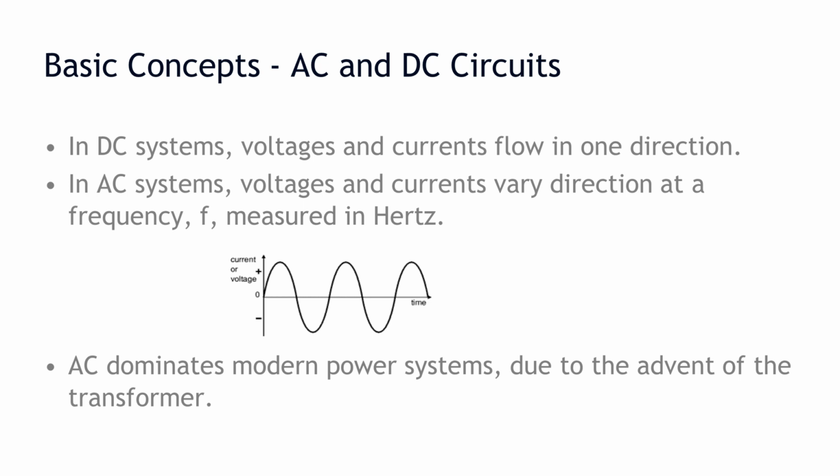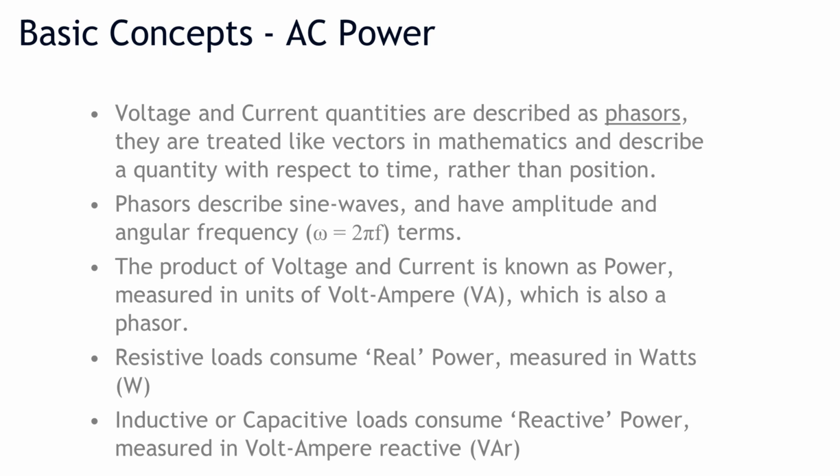In DC systems, voltage and current flow in one direction. In AC systems, voltage and current alternate direction at a frequency, measured in Hertz. AC is dominant in modern power systems, primarily due to the transformer, which enables efficient voltage conversion and transmission. In AC circuits, voltage and current are described as phasors, mathematical vectors representing sinusoidal quantities over time. The product of voltage and current is power, volt-ampere, VA, also a phasor. Resistive loads consume real power, watts, W. Inductive or capacitive loads consume reactive power, volt-ampere reactive, var.